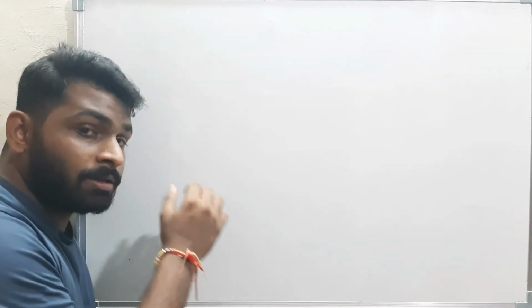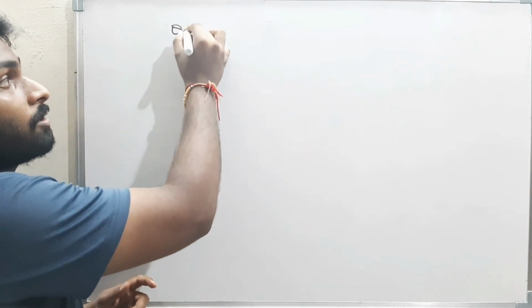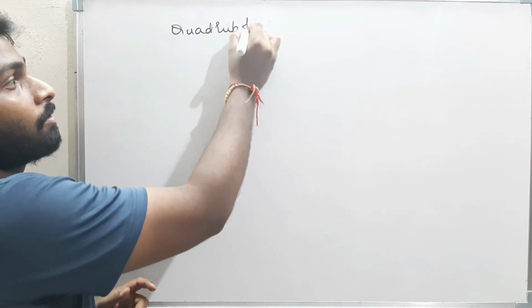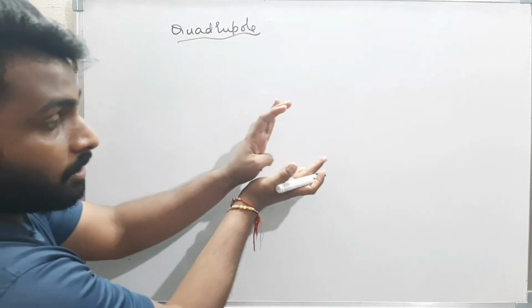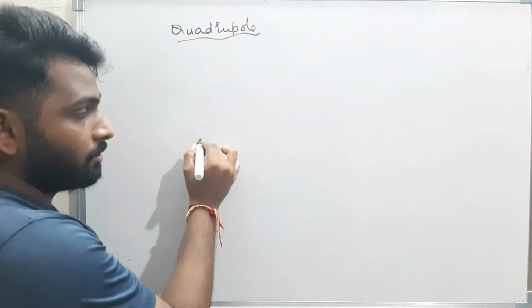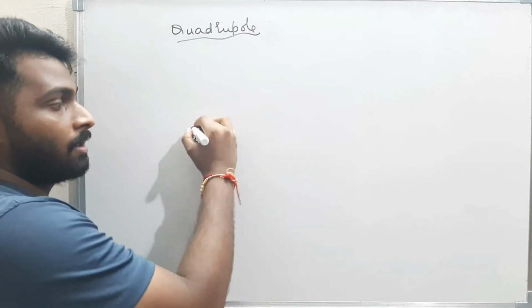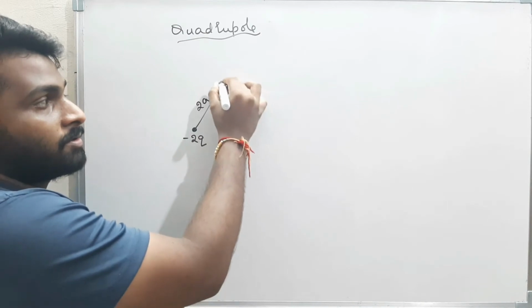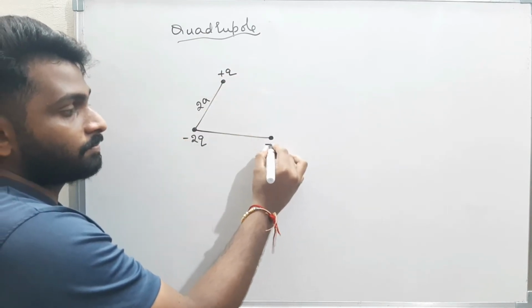Before seeing the distributed dipole, now we will see the quadrupole. What is a quadrupole? Here there is a charge of minus 2q, at a distance of 2a there is one positive charge, and on the other side there is one more positive charge.